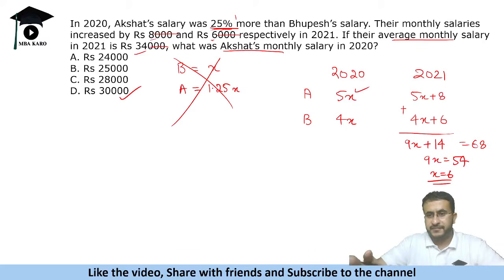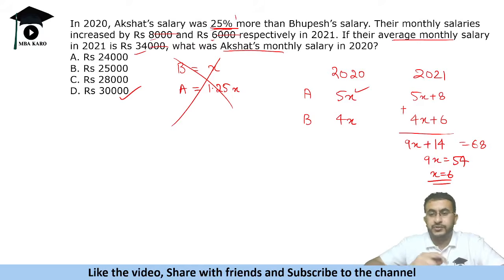Okay. This is the power of taking variables in the right direction. Now try the same question by the conventional method. Put b is equal to x, a is equal to 1.25x. You will take this as 1.25x plus 8,000, x plus 6,000. You will add it, you will get 2.25x plus 14,000. So all those things which we learned till now, right?